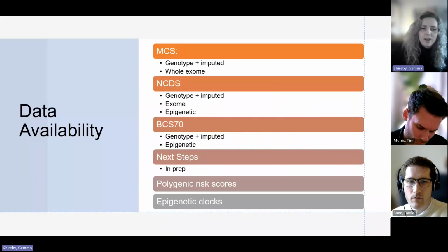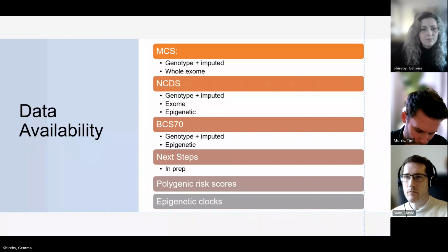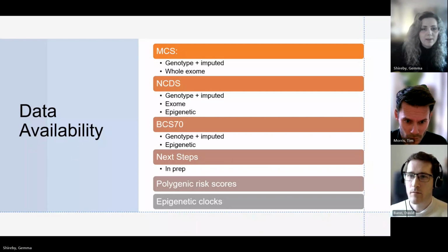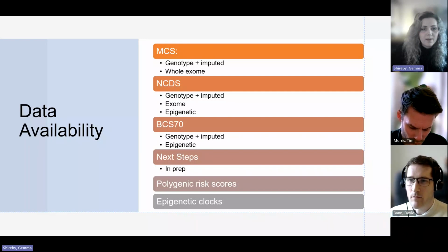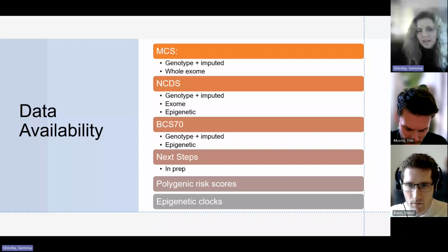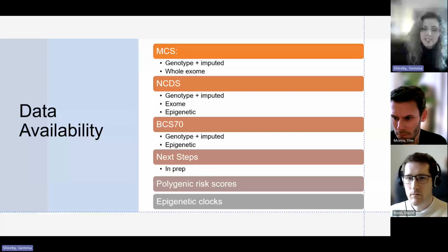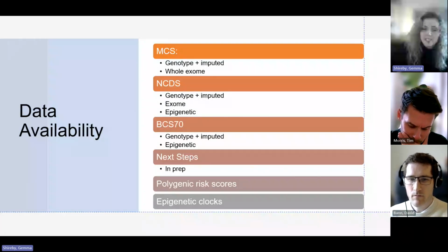So here is a little overview on the data availability we have for each of the data sets. For MCS, we have genotype and whole exome sequencing data. We have genotype, imputed data, exome data, and epigenetic data. For BCS70, we have genotype, imputed data, and epigenetic data. And as I just mentioned, for Next Steps, this is currently in prep. So we don't have any data that we're currently sharing, but hopefully will by the end of the year. As well as that, we're currently generating polygenic risk scores across our cohorts, and we're also deriving epigenetic clock measures.